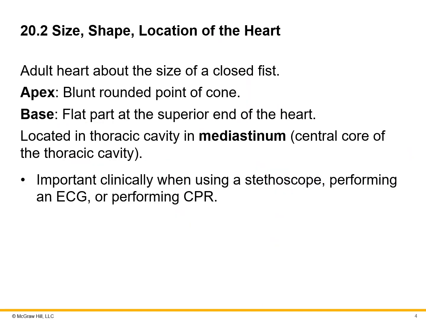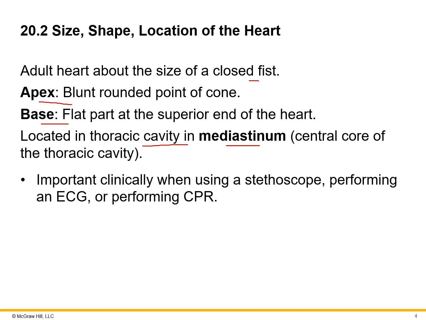So a little bit about the heart. It's about the size of a closed fist. It has an apex or a point, a blunted end that goes into the rounded point there of a cone. The base of it is a flat part at the superior end. And it's located in the thoracic cavity in what's called the mediastinum. And this is the central core of the thoracic cavity, excluding the lungs.